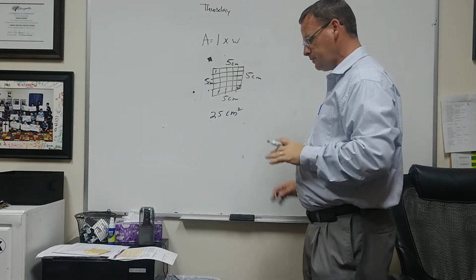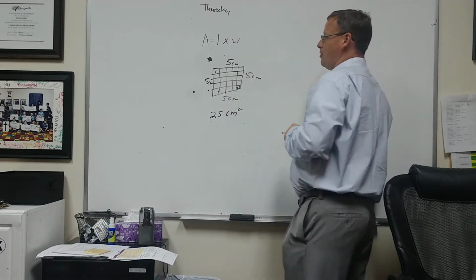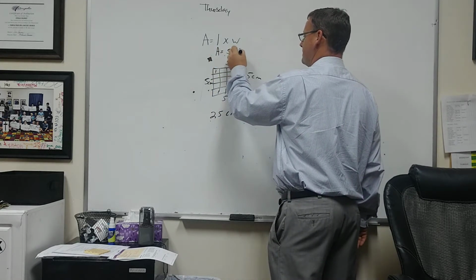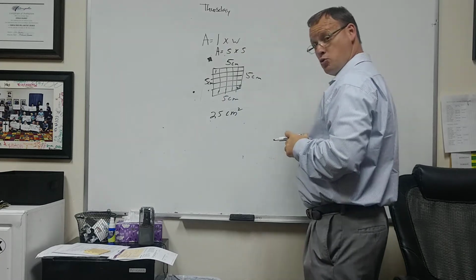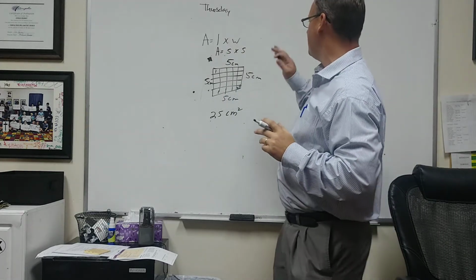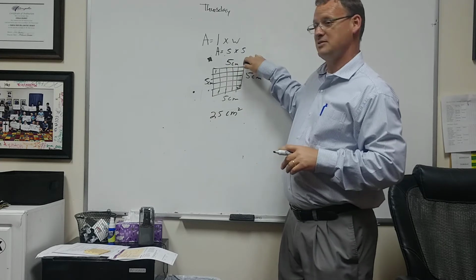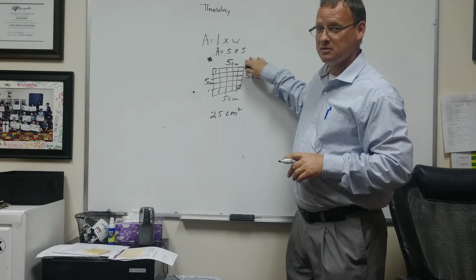Okay, now you have one more formula you can use for a square. Area equals side times side, or side by side. Woohoo! Let's go right side. Oh, not that kind of side by side. Side times side, not side by side, Justice.